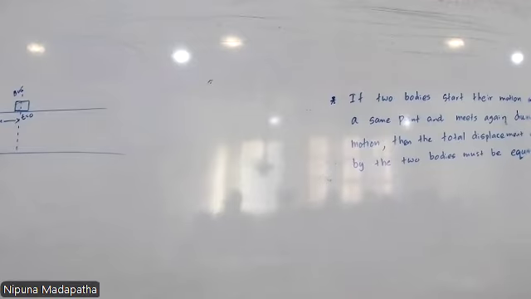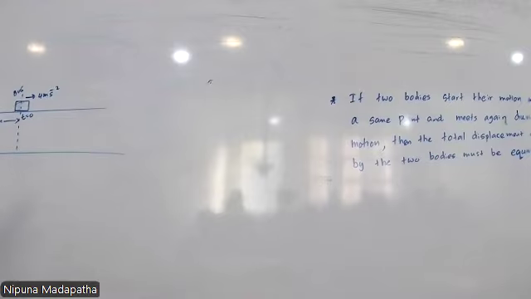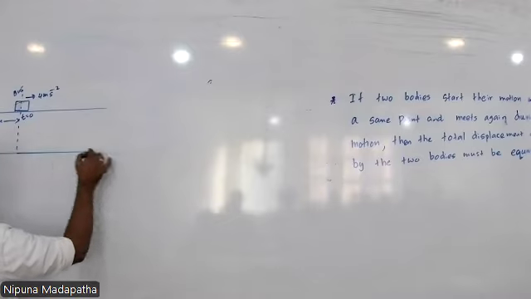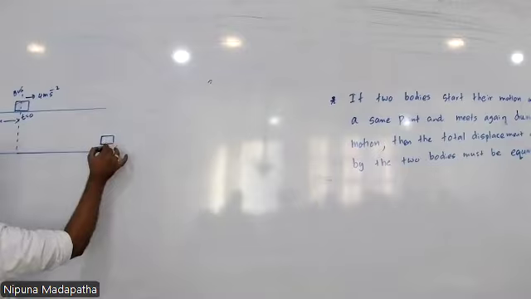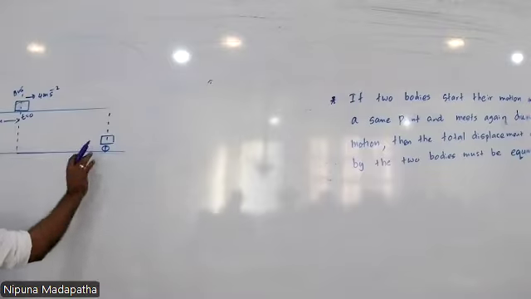When the traffic light turns green, the motor car starts its motion with an acceleration of 6. And also the bus accelerates with an acceleration of 4. What is the time taken for the motor car to overtake the bus? During this motion, somewhere the motor car overtakes the bus.